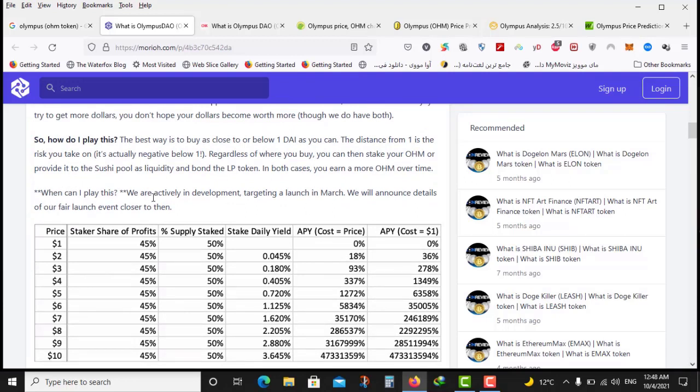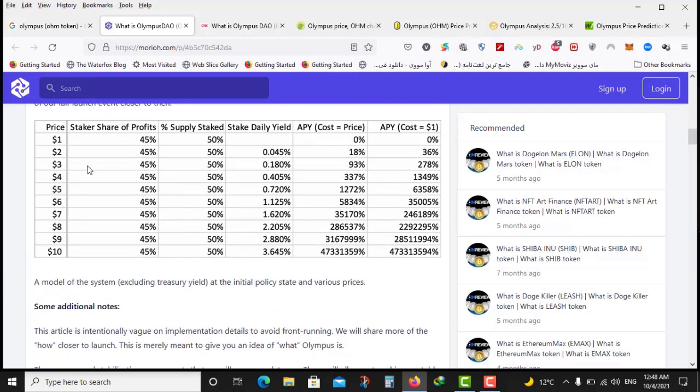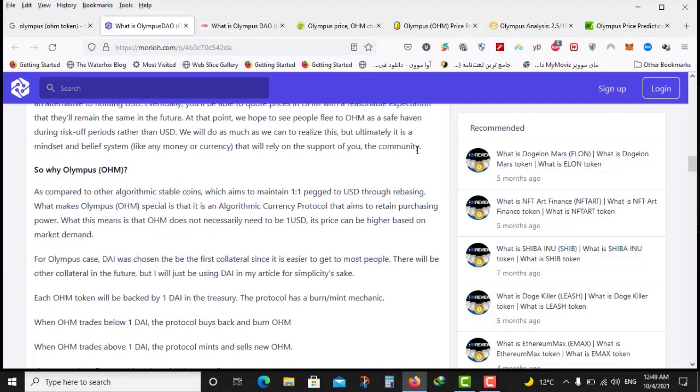When can I play this? We are active in development, targeting a launch in March, which is past right now. We will announce details of our fair launch event closer to then. So in the coming minutes, we'll find out what happened in March. Here are the prices. Here are the staker shared profits, supply staked, stake daily yield, and anniversary yield also. I don't want to make you confused.